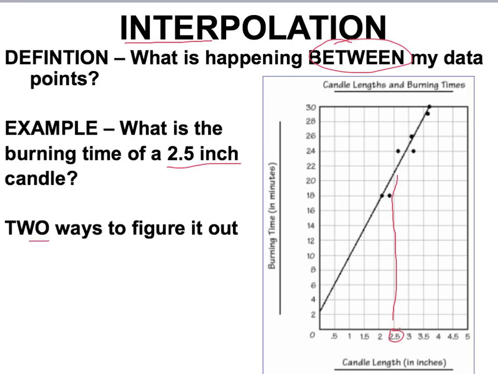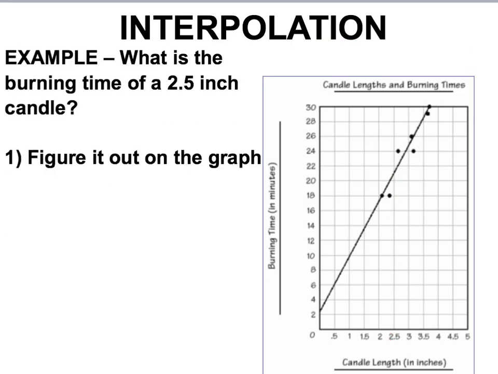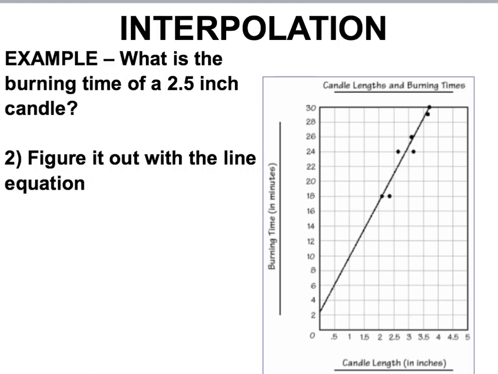So there are 2 different ways to do this. Let's check them out. The first way, and maybe the easiest way, is just to look at it on a graph. So if we follow this line from 2.5 up to the point where it intersects with the line of best fit, what we see is that the burning time of a 2.5 inch candle is around 21 minutes. Now, that's one way to do it, and it's kind of the less accurate way to do it. The other way to do it is to use our equation of a line that we figured out before. Let's try it that way and see how close it is.